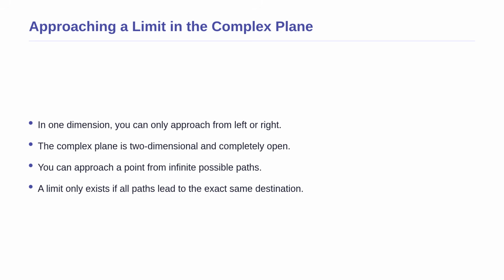However, the complex plane is like the open park. You can approach the fountain from the north, south, east, west, or any spiraling path in between. For a limit to exist in complex analysis, every single one of these infinite possible paths must lead to the exact same destination. If even one path leads somewhere else, the limit simply does not exist.